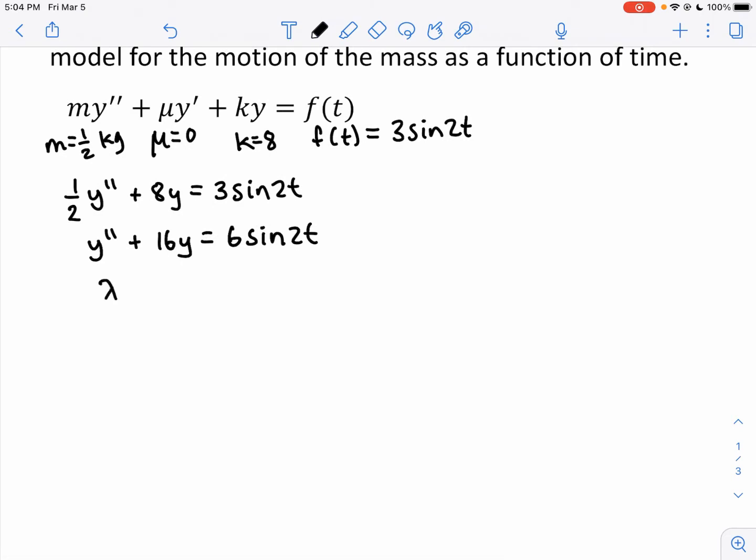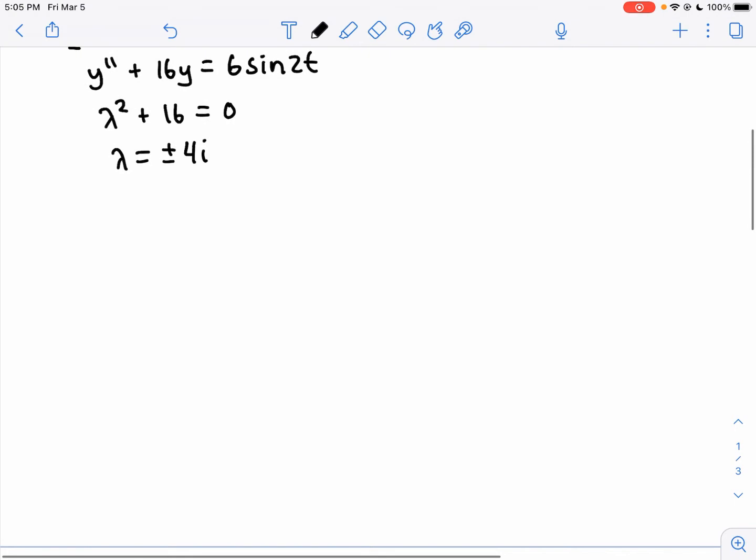The characteristic polynomial would be lambda squared plus 16 is equal to 0. And this has two roots. Lambda equals plus or minus 4i, giving us two linearly independent solutions. Y1 will be cosine of 4t, and y2 will be sine of 4t.